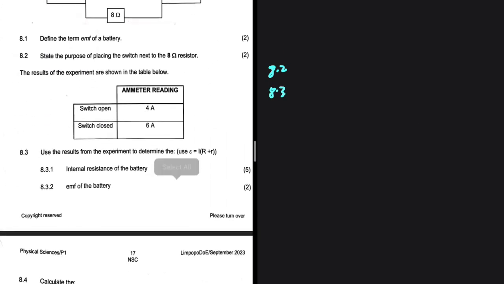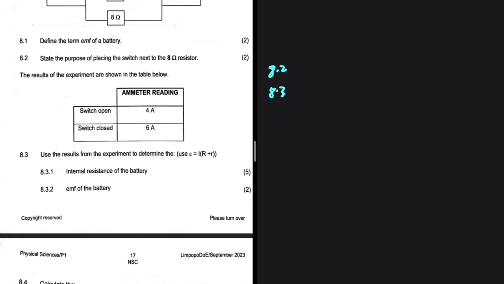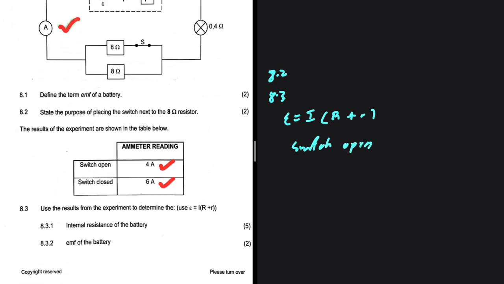The results of the experiment are shown in the table below. When the switch is open, we have a current of 4 ampere. And then when the switch is closed, our current is 6 amps. 8.3.1, we're supposed to determine the internal resistance of the battery using EMF equals the current multiplied by the external resistance plus the internal resistance. Let's look at our case when the switch is open and see what we're going to get.